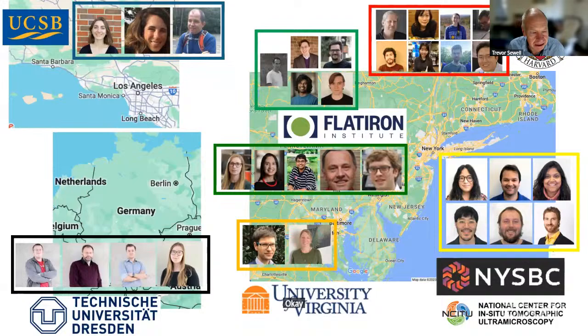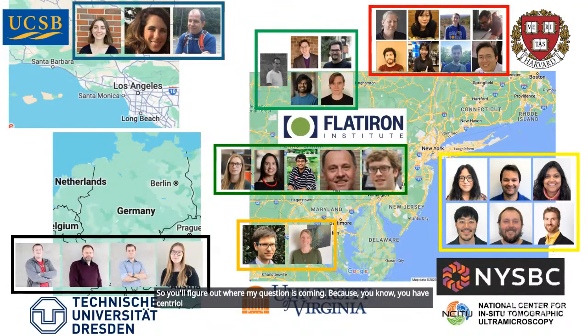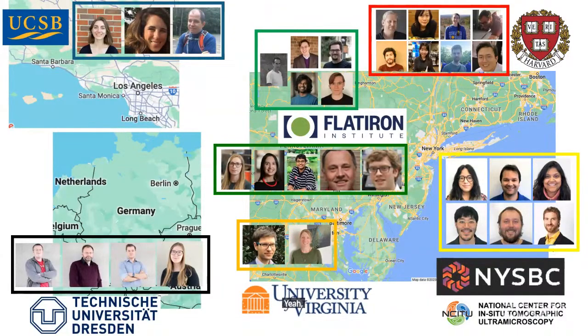Okay, Camelia, go ahead. So, Will, I'm going to preface this by telling you I'm a plant scientist, so you'll figure out where my question is coming from, because you have centrioles and centromeres and asters in animals, but you don't have this in plants. Have you thought about how this might work in the assembly for plant cells?